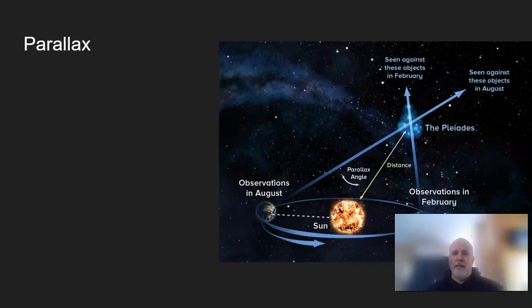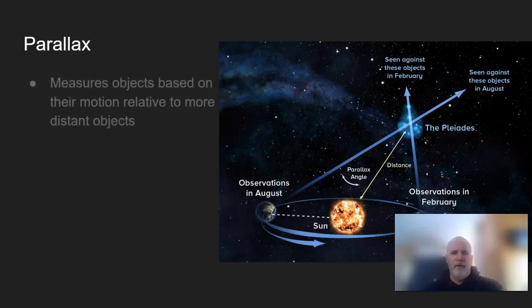Parallax is something a little bit different. Parallax is kind of hard to picture, but you've all seen it before. You just didn't really know it. We measure objects based on their motion relative to something further away. So if you look out the window when you're driving in a car, all the objects that are closer to you are going really fast compared to objects that are further away. They don't look like they're moving as fast. And we can use that idea to measure distances.